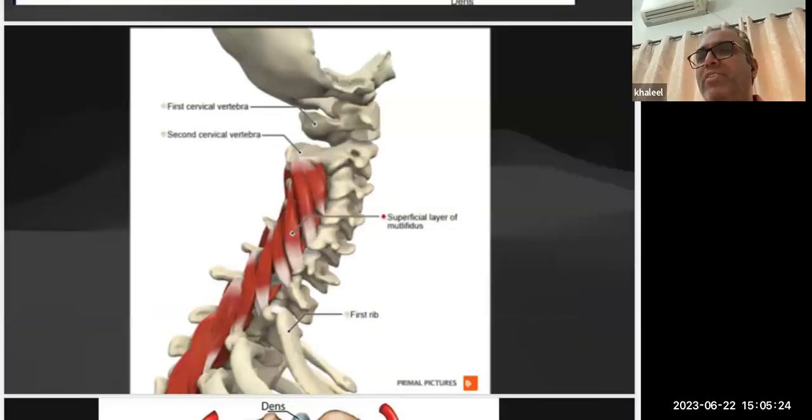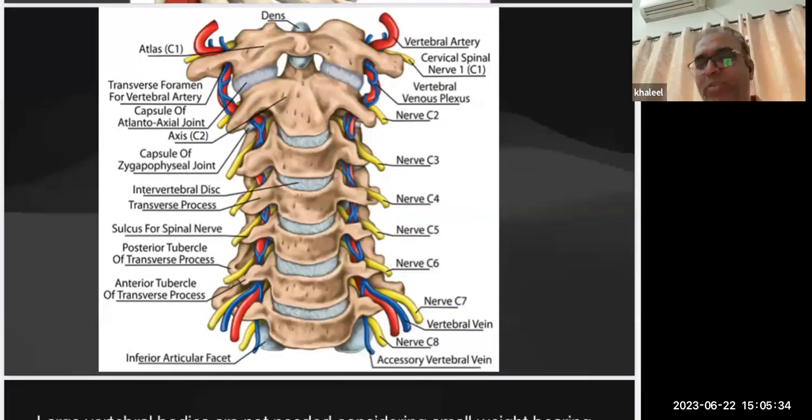So this is the lateral view of the cervical spine, showing the muscle attachment there. This is very important, and we look at the cervical spine from the posterior aspect. We can see there is no disc between C1 and C2. So the intervertebral disc actually starts between C2 and C3. And we see the cervical nerves in the cervical spine.